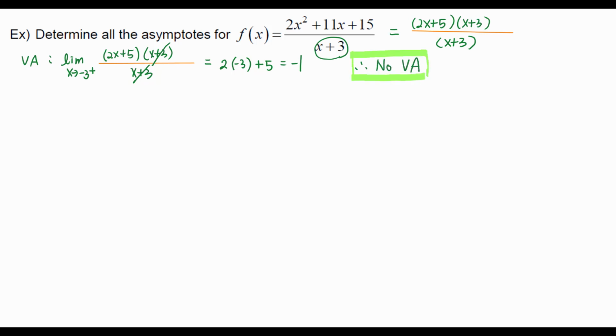Secondly, how about horizontal asymptote? Well, horizontal asymptote occurs when degree of numerator is less than or equal to the degree of denominator. But my degree of numerator is larger, not less, than the degree of the denominator. That means there is no horizontal asymptote either. Lastly, let's look for slant asymptote, as degree of numerator is exactly 1 degree higher than degree of denominator.